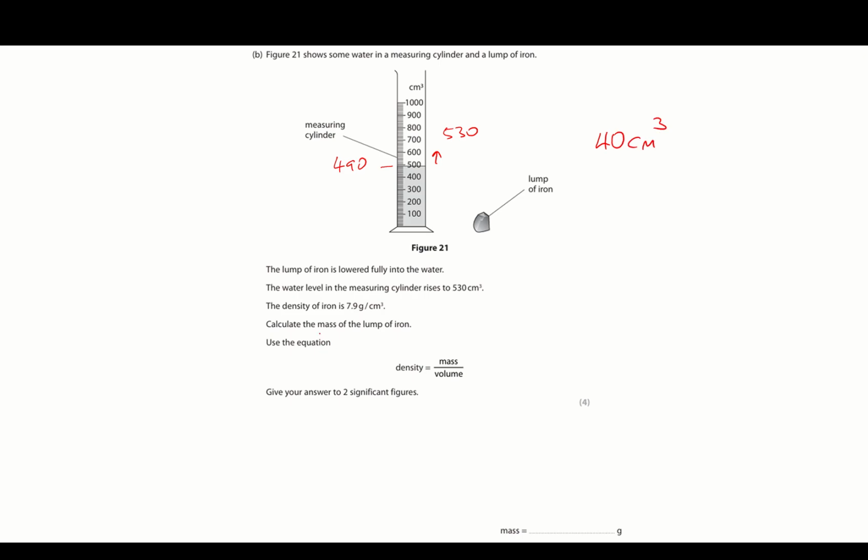And it then says calculate the mass of the iron. So mass equals density times volume. And the last part is two significant figures. So have a quick check of the units. Grams, centimetres cubed, no unit changes, which is handy.